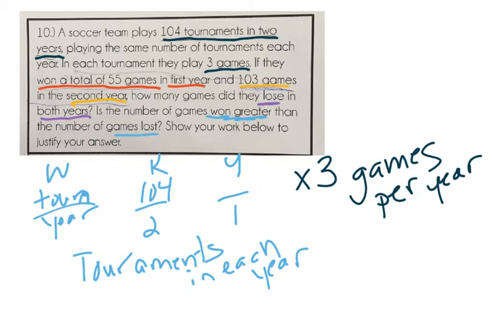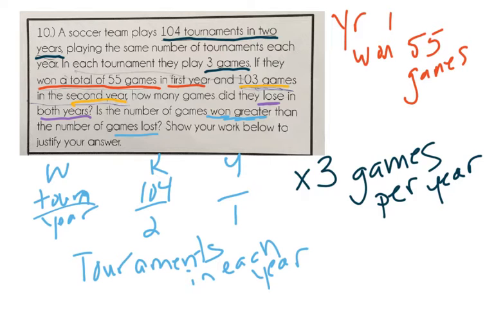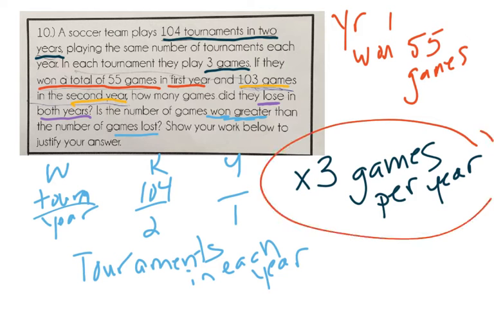Then if you know they won 55 games in the first year, so then you would have year 1, they won 55 games. Then you should be able to figure out how many they lost. If you know they only won 55, you should be able to figure out how many they lost. And then in the second year, if you know that they won 103, you should be able to figure out how many they lost, because they have to add together to get the amount of games. Then you should be able to compare them. So you should be able to set that up to figure it out.